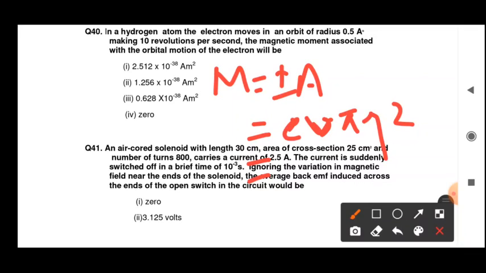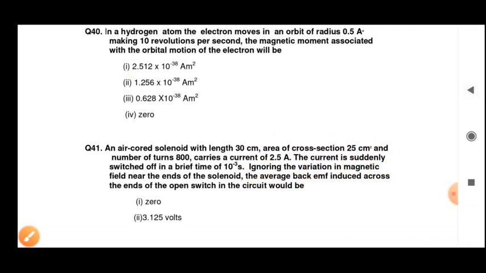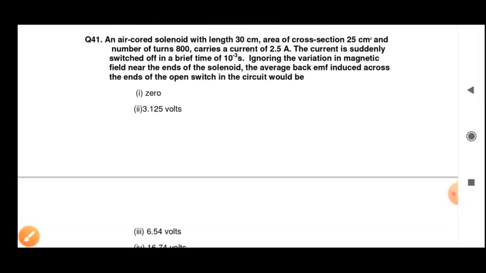This is the frequency of revolution, and then pi r square is the area, because circular orbits are here. So let's write down all the values and solve. After solving, you will find the final value is 1.256 into 10 to the power minus 38 ampere meter square. So you can see the second option is correct for us. You just have to use the formula and solve it.